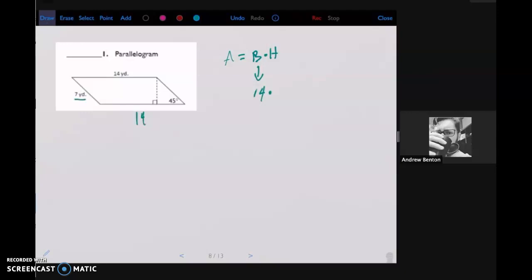Big mistake people make is they say 7 is the height. 7 is not perpendicular to 14, so 7 will not be the height.